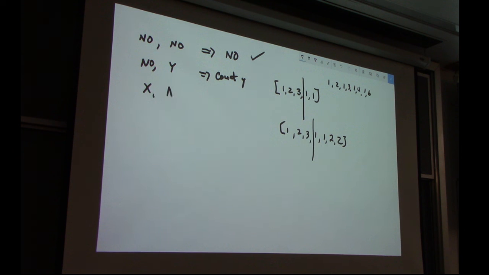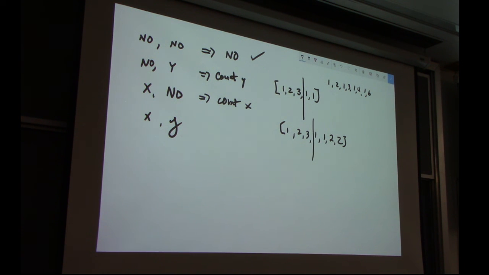What if it's X and no? What if we split and it says, yeah, the first half has a majority element, the second half is no? We just got to count the X's. And what if the answer is X and Y? It says, yeah, each has a majority element.